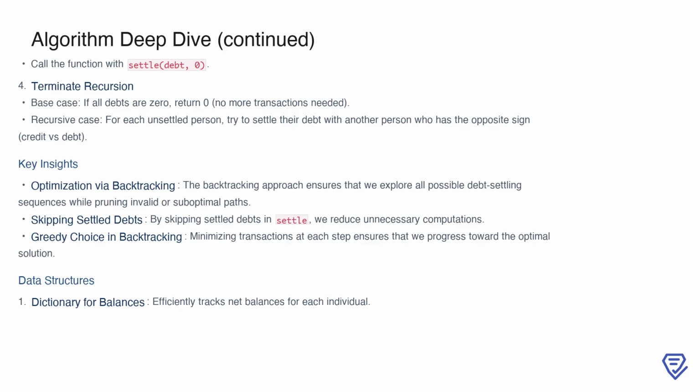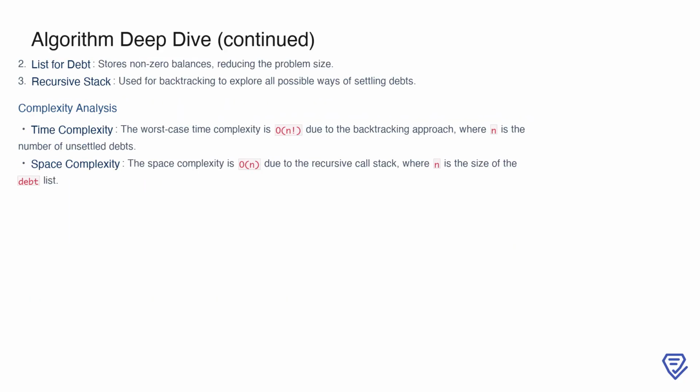settle the debts. The algorithm relies on a few key data structures to achieve its goal efficiently. First, a dictionary is used to compute and track the net balances of each individual, allowing quick updates as we process each transaction. Next, a list called debt is created to store only the non-zero balances, significantly reducing the problem size by focusing only on unsettled individuals. Finally, the recursive call stack is used during backtracking to explore all possible ways of settling debts.